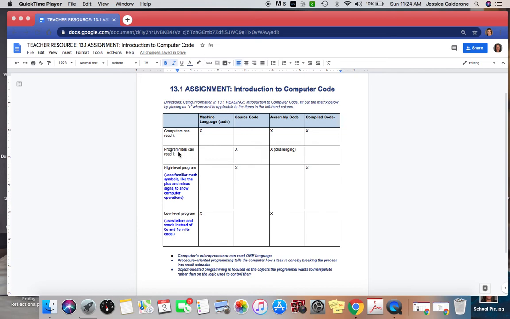Programmers, so people, computer programmers, they can read two types of code: source code and assembly code. They cannot read machine code. They cannot read compiled code. So there should not be X's in these boxes.